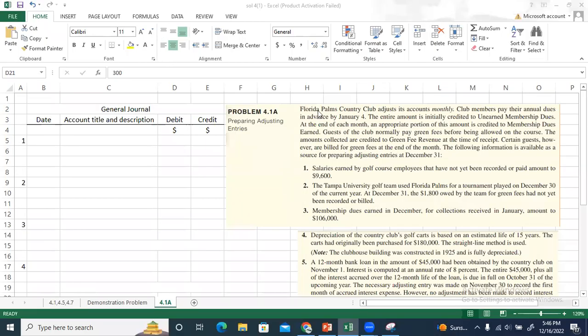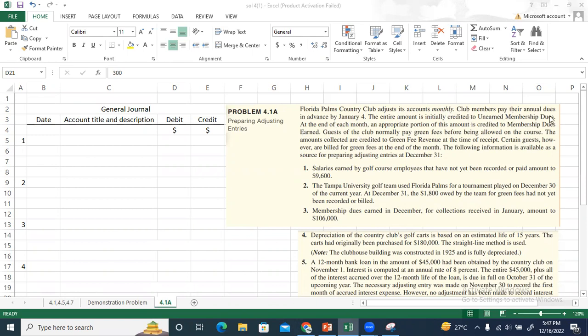Okay, so this is problem 4.1a of adjusting entries. It says Florida Palms Country Club adjusts its accounts monthly. So we will be doing monthly adjustment and we'll assume that till November, all of the adjustments are already made and we just have to do the adjustment for the month of December.